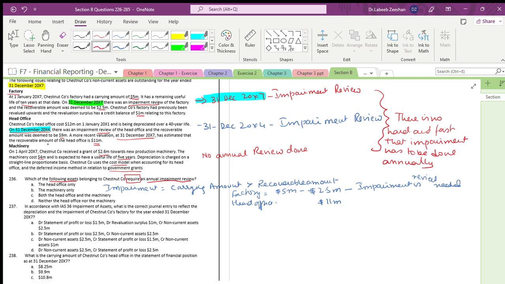Fine. Carrying amount, if you take 9 million, and 9 million minus whatever it may be, the depreciation factors, the carrying amount is 9 million, recoverable amount is more. The impairment review is not needed.